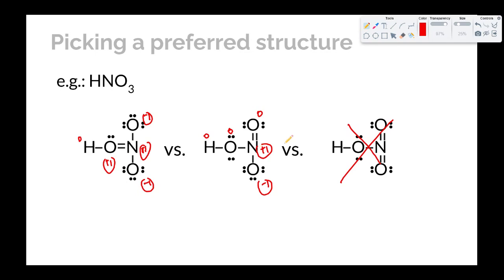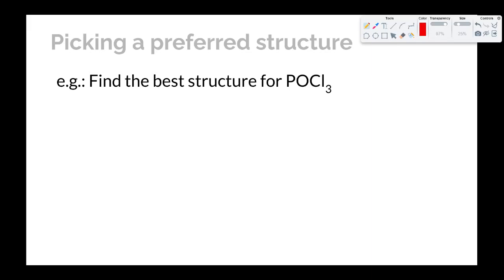Okay, so the structure on the right has only 2 atoms that have formal charges that aren't 0. The one on the left has 4 atoms that have formal charges that aren't 0, so then that would be the preferred structure. Let's do another example. Let's find the best structure for POCl3.